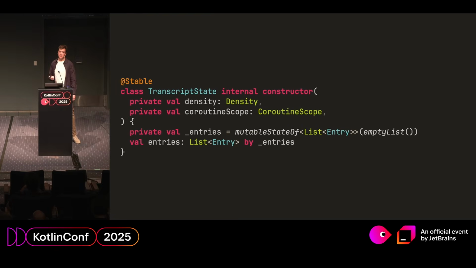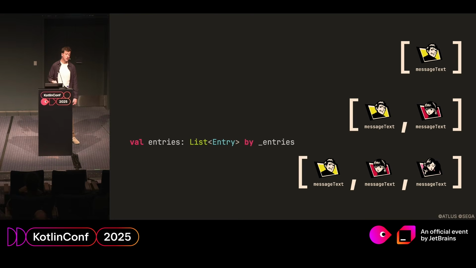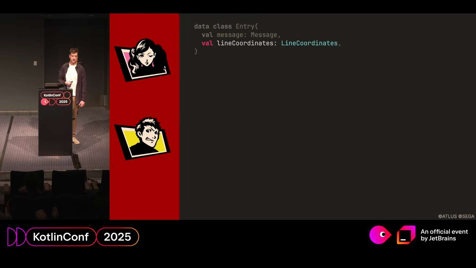Transcript state itself, we're going to declare as a stable type with a single public property of entries that's driven by a Compose UI state type. And that's just us pinky swearing to the Compose compiler to say, whenever this value changes, we're going to let you know. So that means as we start emitting 1 message, 2 messages, 3 messages, it's going to recompose.